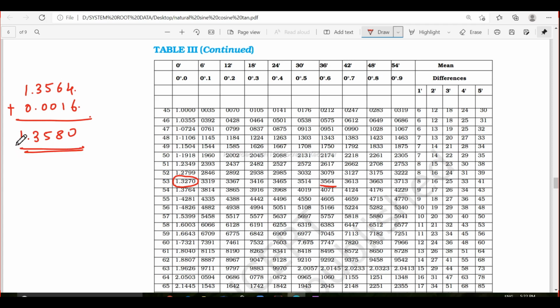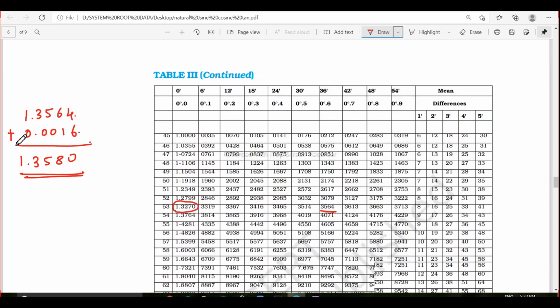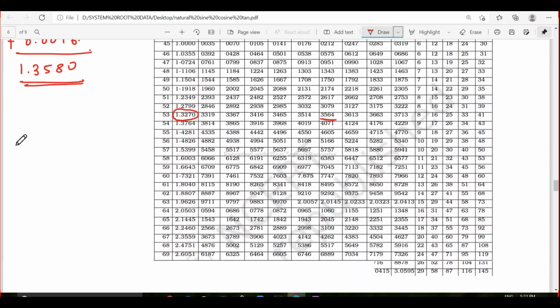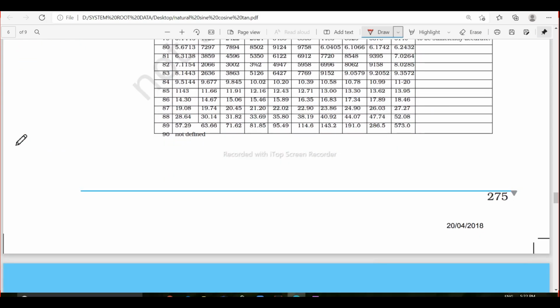So this is the answer, right? Just remember for sine and tan, we add the mean difference, but for cosine, we subtract the mean difference. Obviously, no one can memorize these tables. These tables are ready-made. They would be given in the exam, depending upon the chapter, if it's there in the syllabus or not.